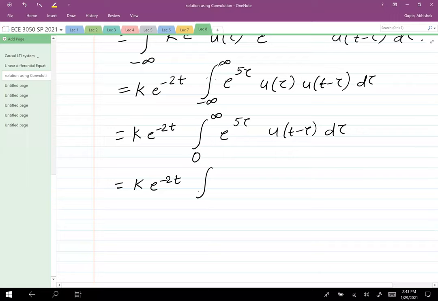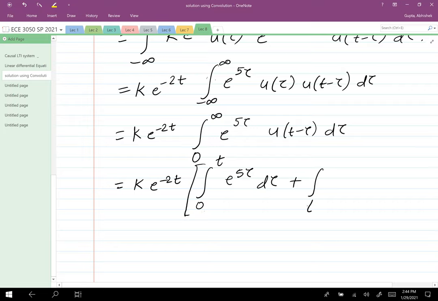Can you split it into two integrals because you have the u of t minus tau and the u of tau? Yeah. Okay, I'll buy you another half. Hey, I was a different person. I want the other half. Okay.